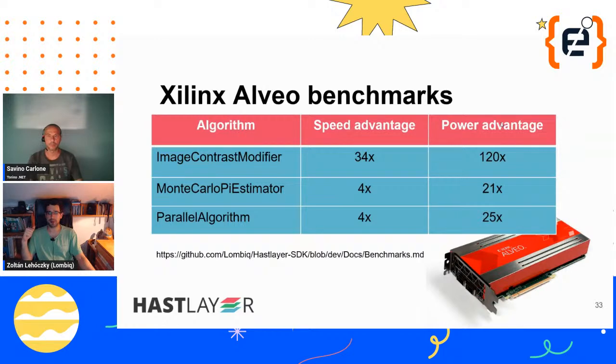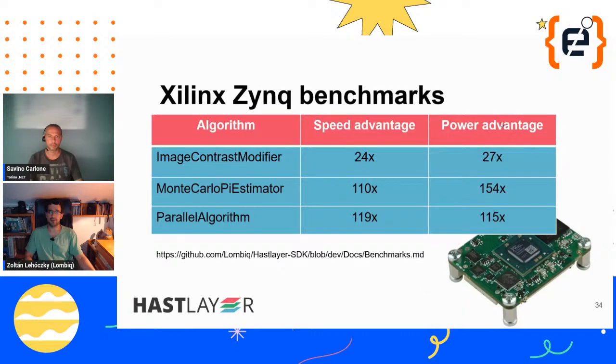We also made some benchmarks. The details of these and all the numbers are also available on GitHub. And with the high-performance data center accelerator cards, we got numbers like these. The algorithms got around 4 to 30 times faster, consuming 120 times less power, which again is cost saved. We have also done some benchmarks with the Zynq, so this onboard computer that I've shown you here, and the results there are actually even better.